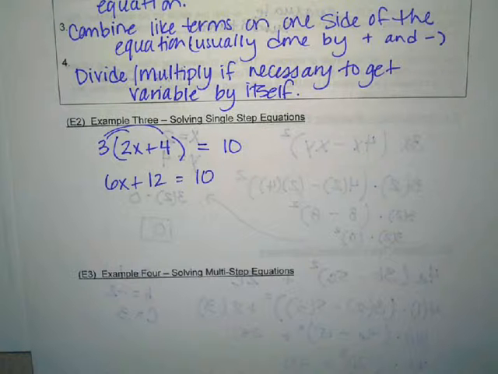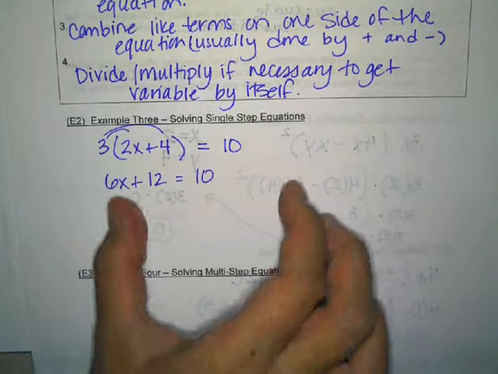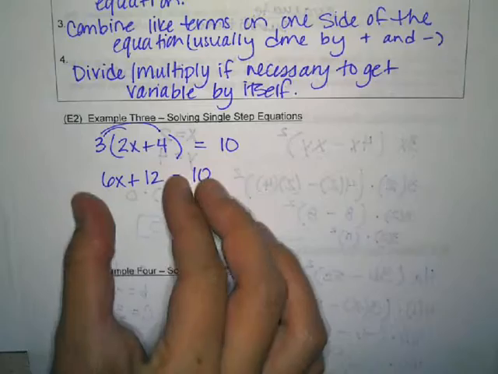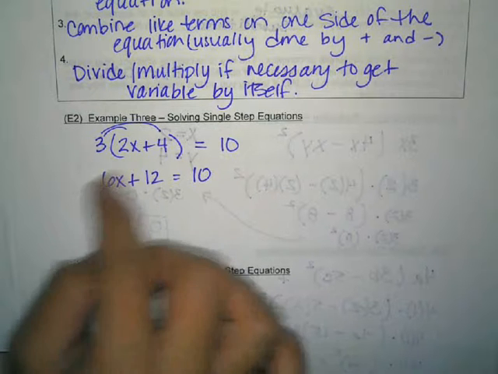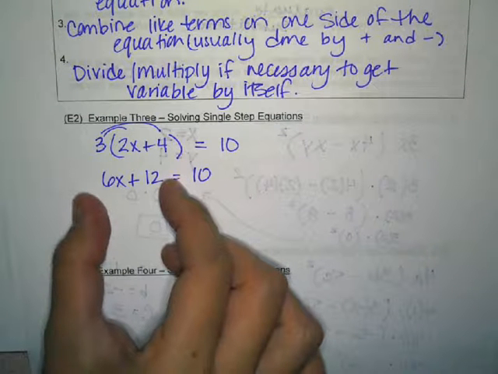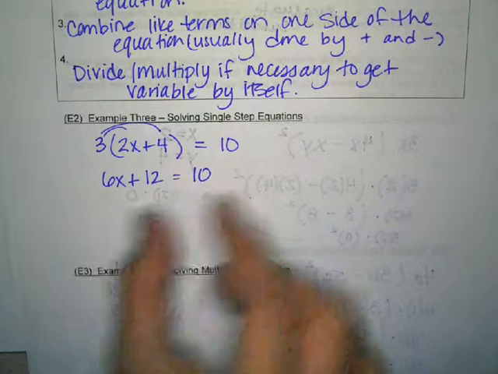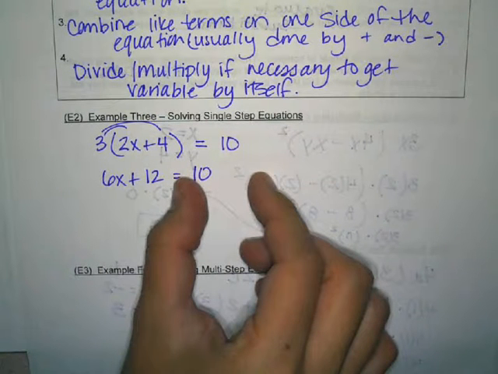Then we combine like terms on both sides of the equation. If you look on the left, like terms are the same variable to the same exponent. So we don't really have anything like that over here. There's not two x terms. There's not two separate numbers. So that's fine. And we only have one value on the right, so we don't have anything to combine there.